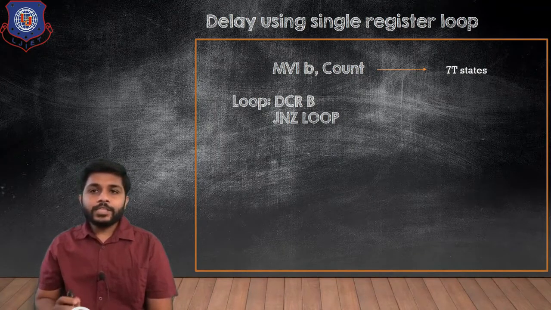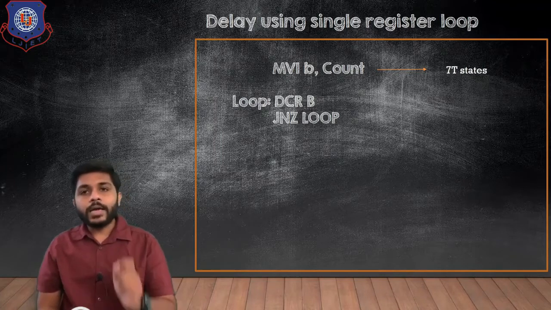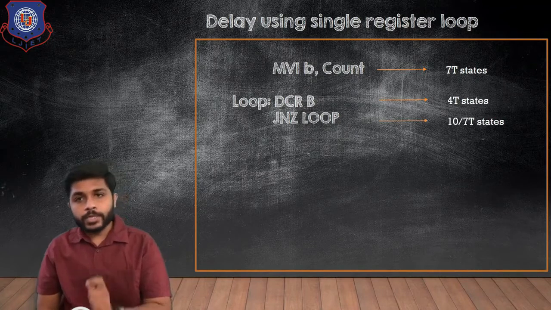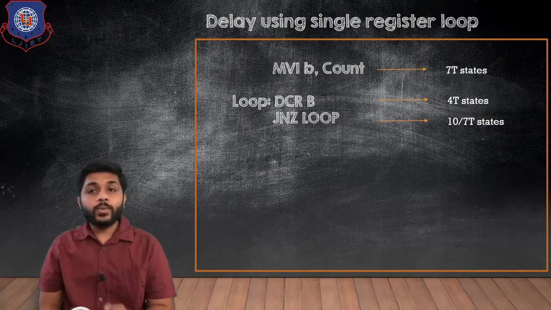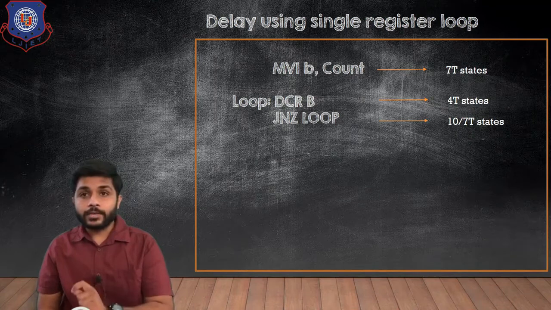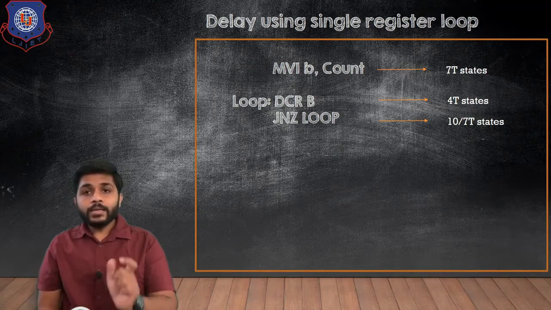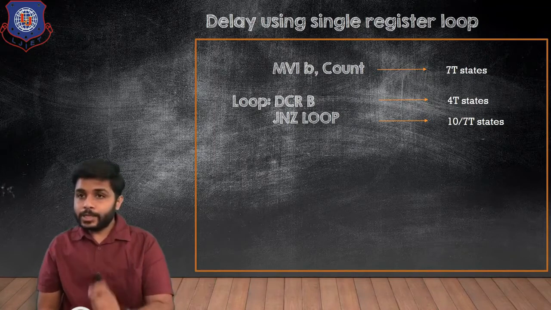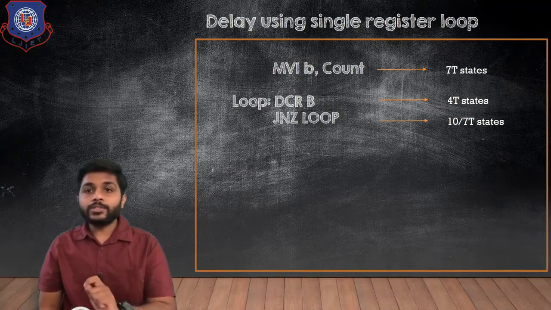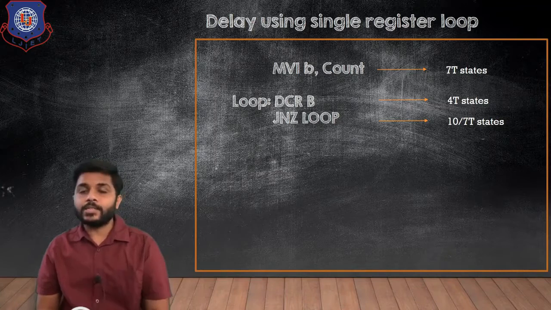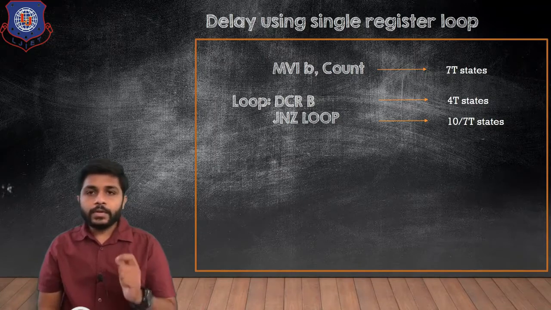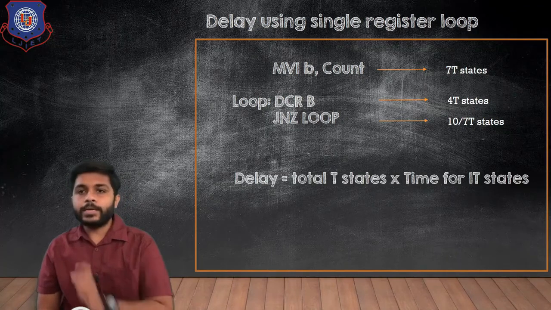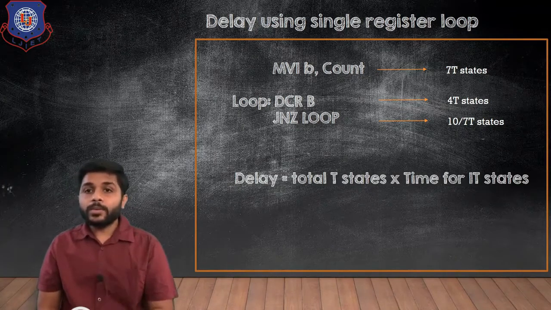Let's see the T states for each and every instruction. The MVI instruction requires 7 T states, DCR B requires 4 T states, and JNZ requires 10/7 T states. It means when the JNZ condition is true, it will take 10 T states, and when the condition is not true, it will take 7 T states. We know that delay is equal to the total number of T states times the time required for 1 T state. Now what will be the total number of T states?